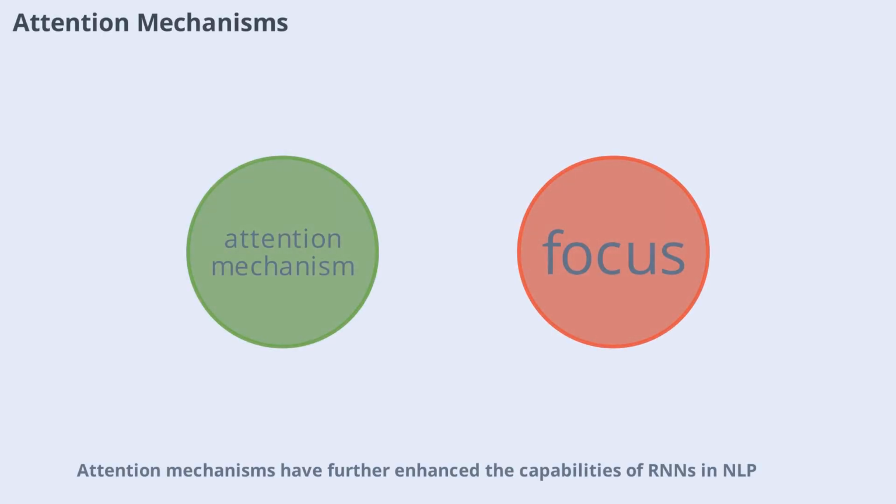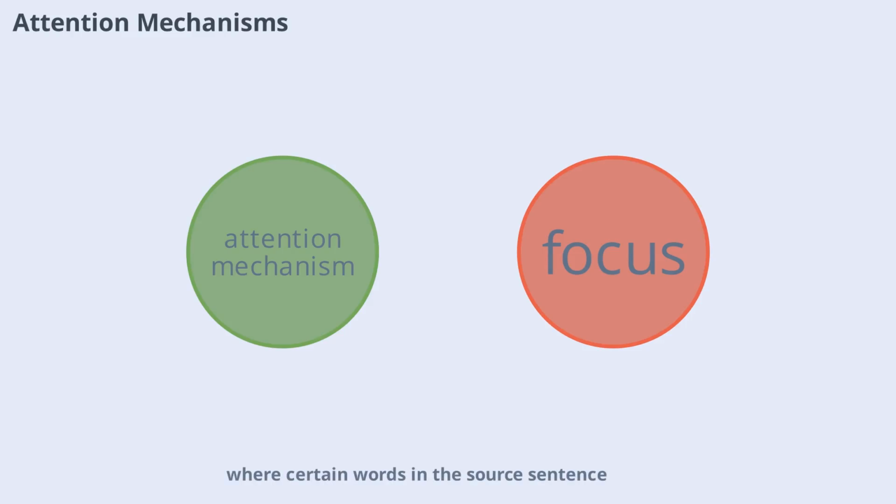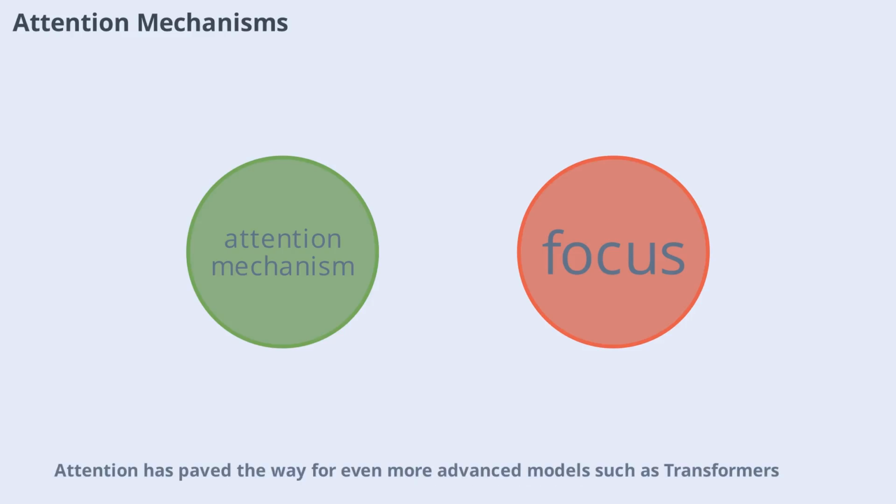Attention mechanisms have further enhanced the capabilities of RNNs in NLP. Attention allows the network to focus on specific parts of the input sequence when making predictions, rather than treating all inputs equally. This is particularly useful in tasks like translation, where certain words in the source sentence are more relevant to the translation than others. Attention has paved the way for even more advanced models, such as transformers.